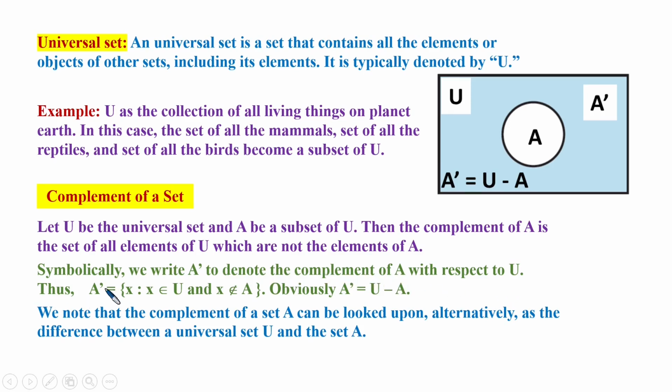And I can write this in set builder form. A prime is equal to x such that x belongs to U but does not belong to A. Obviously that means A prime is equal to U minus A. We note that the complement of set A can be looked upon alternatively as the difference between the universal set and the set A. That's what I have shown here. As I mentioned, sometimes this A prime can also be written as A superscript C, which is a complement, or you can write A bar, with a bar on top of A.